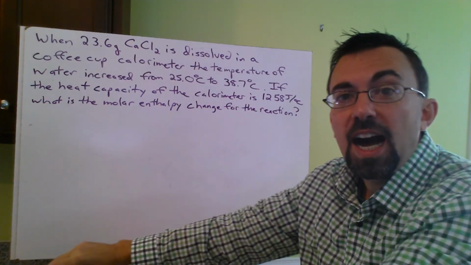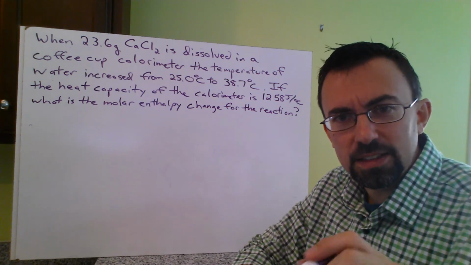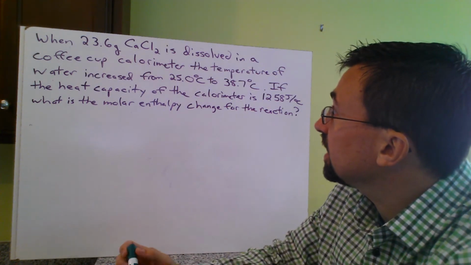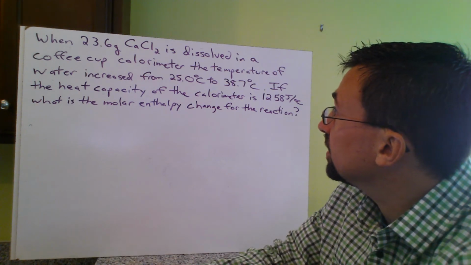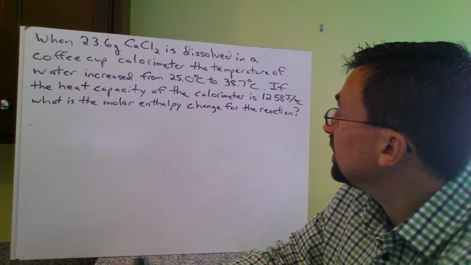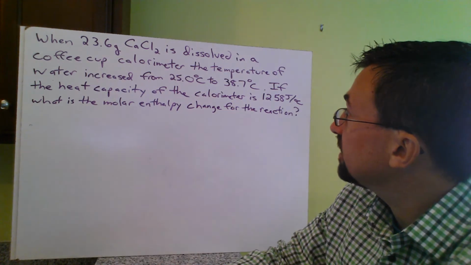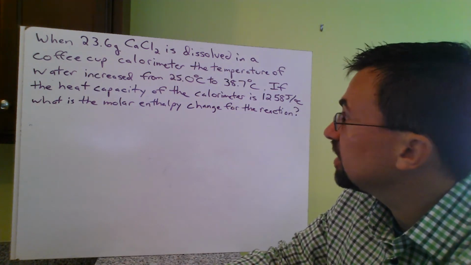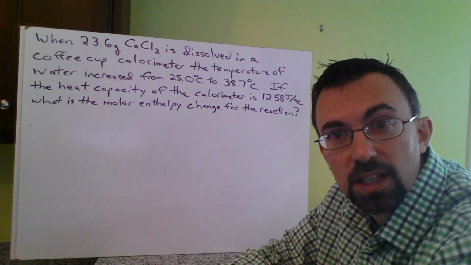Okay, I promise mathematics and I deliver. All right, here we go. When 23.6 grams of calcium chloride is dissolved in a coffee cup calorimeter, the temperature of the water increased from 25 to 38.7 degrees Celsius. If the heat capacity of the calorimeter is 1,258 joules per degree Celsius, what is the molar enthalpy change for the reaction? Holy smokes, there's a lot of words up there.